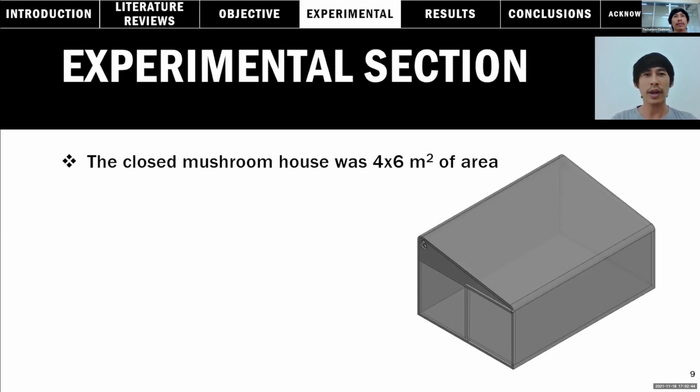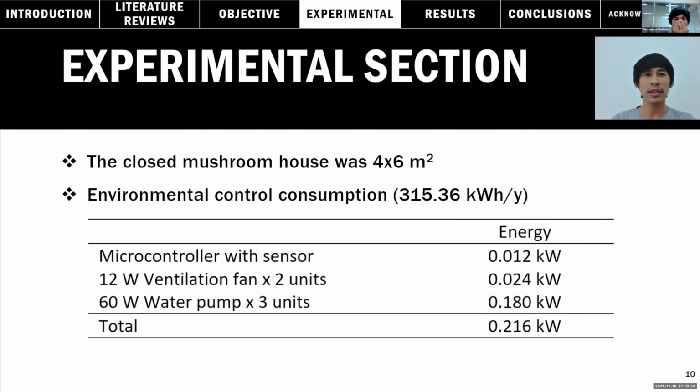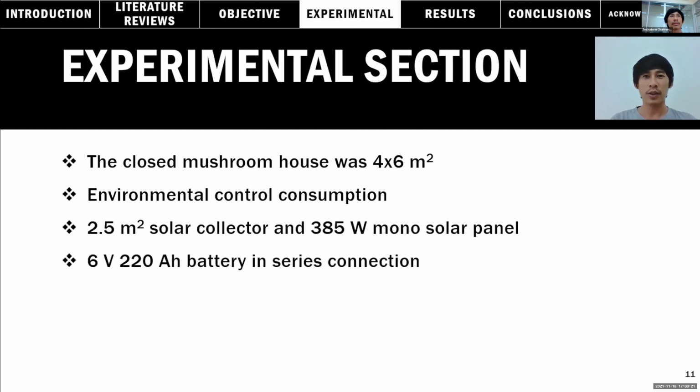The gross mushroom house was around 24 square meters of area. The power for the conditions control system is shown in the table: microcontroller with sensors, two ventilation fans, three water pumps. The total power is 0.216 kilowatts. The whole system consumes energy roughly 50% of the time and works approximately 8 hours per day. Therefore, the desired energy for environmental control for all of the year is 315.36 kilowatt-hours. A 2.5 square meter solar collector for hot water production and a 385 watt monocrystalline half-cell solar panel, with 2 units of deep cycle 6 volt 220 Ah batteries in series connection for electricity.